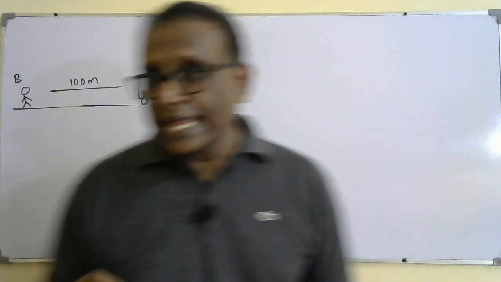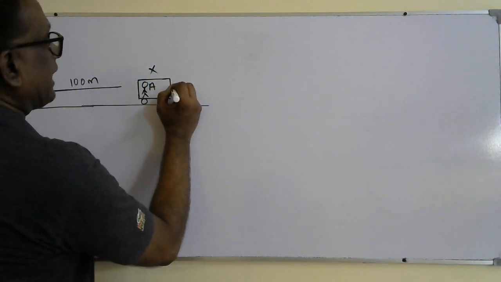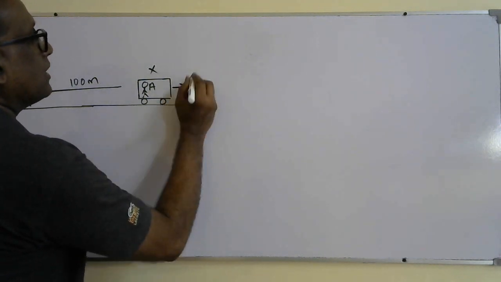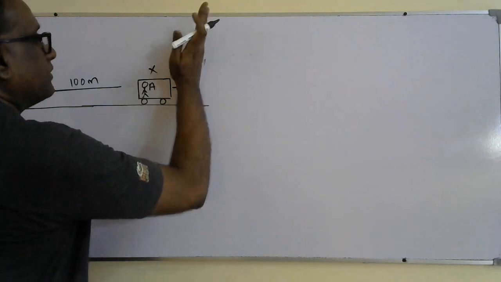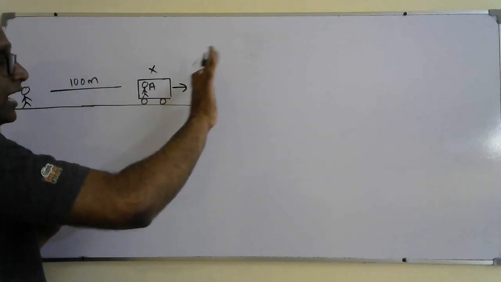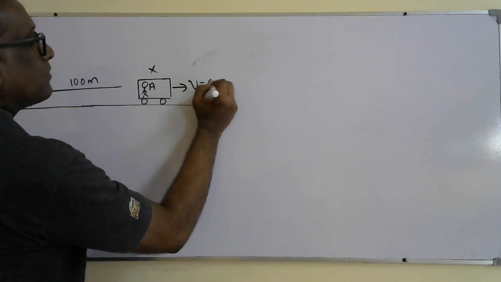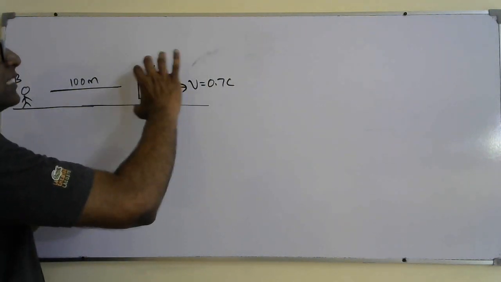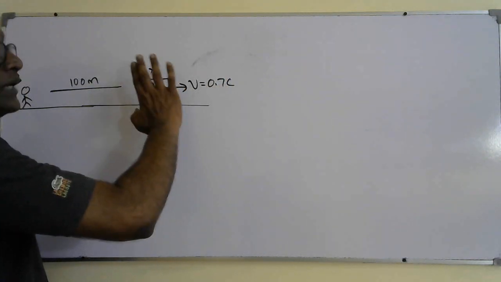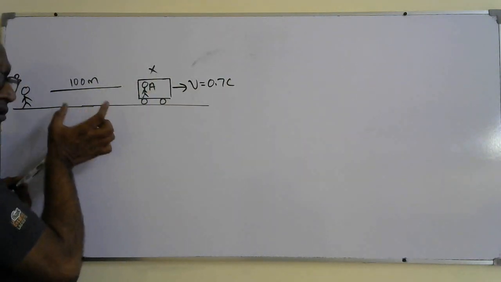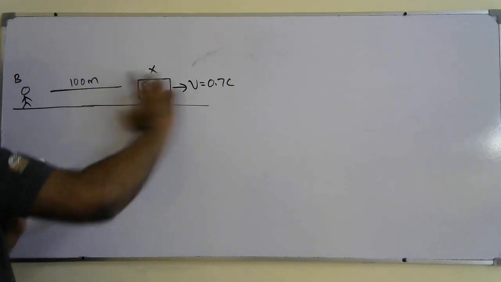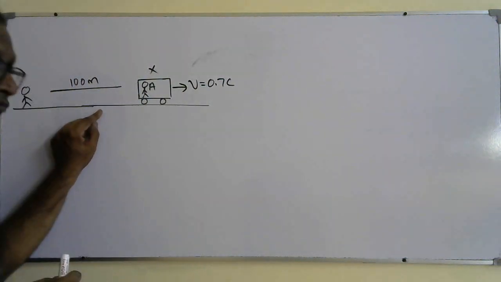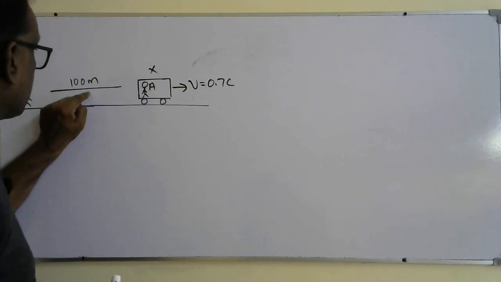Now what happens? A is suddenly moving at very high speed, which is 0.7 c. The rod is not moving. The observer A, or the car X, is moving at a speed of 0.7 c. So when the car moves towards the right at 0.7 c on the frame of reference of Earth, the rod is at rest relative to Earth.